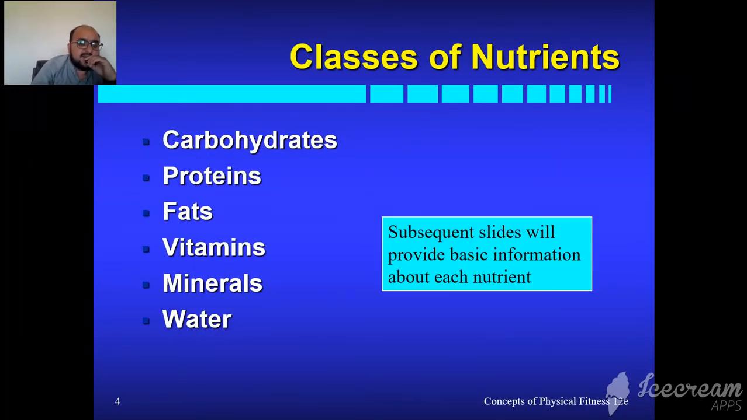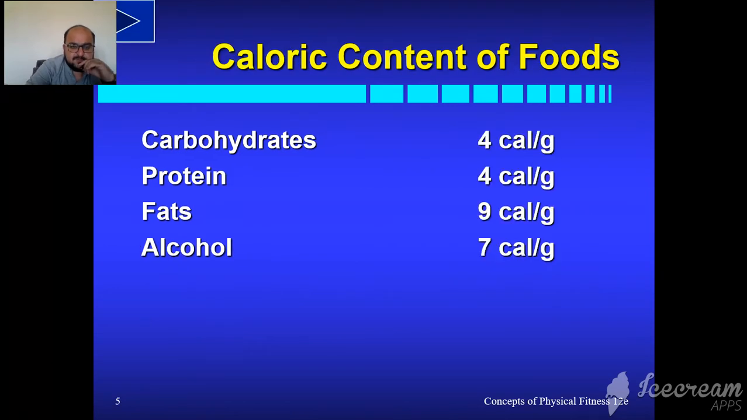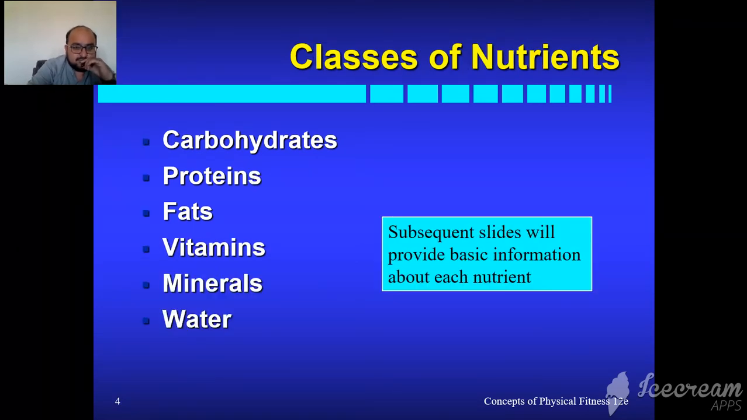Come to all the classes of nutrients. These are the different nutrients you can see here: carbohydrates, proteins, fats, vitamins, minerals and water. We have already talked about this topic in biochemistry, about the micronutrients and macronutrients. So carbohydrates, proteins and fats come under the category of macronutrients, and vitamins and minerals come under the category of micronutrients.